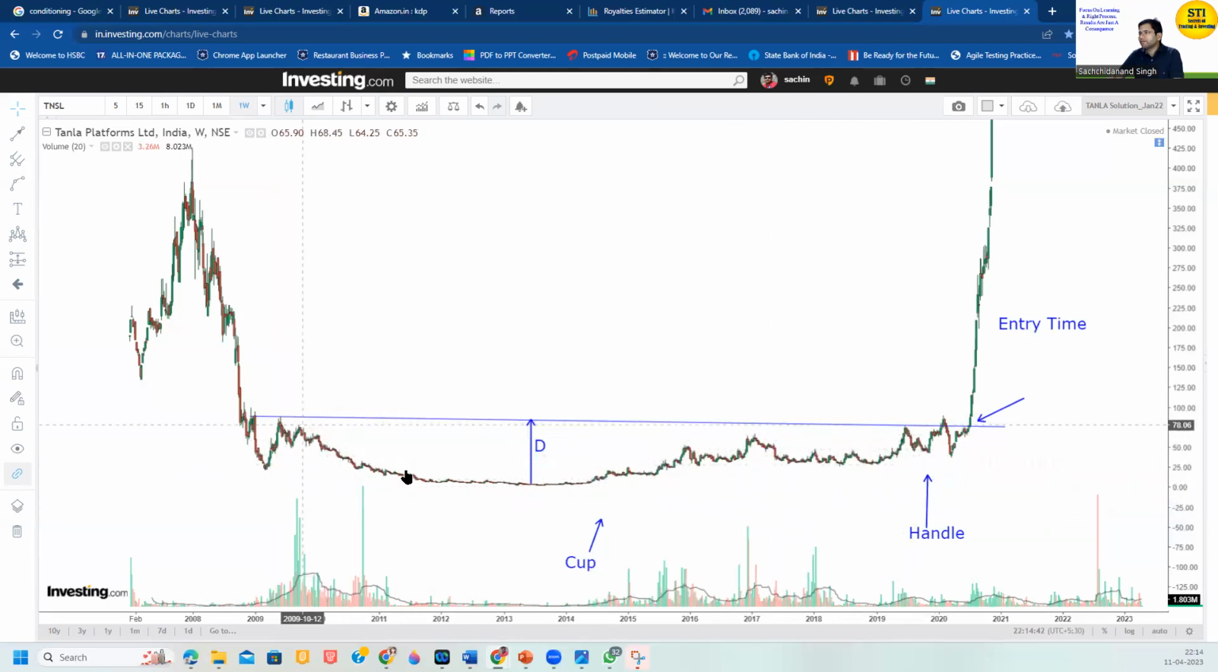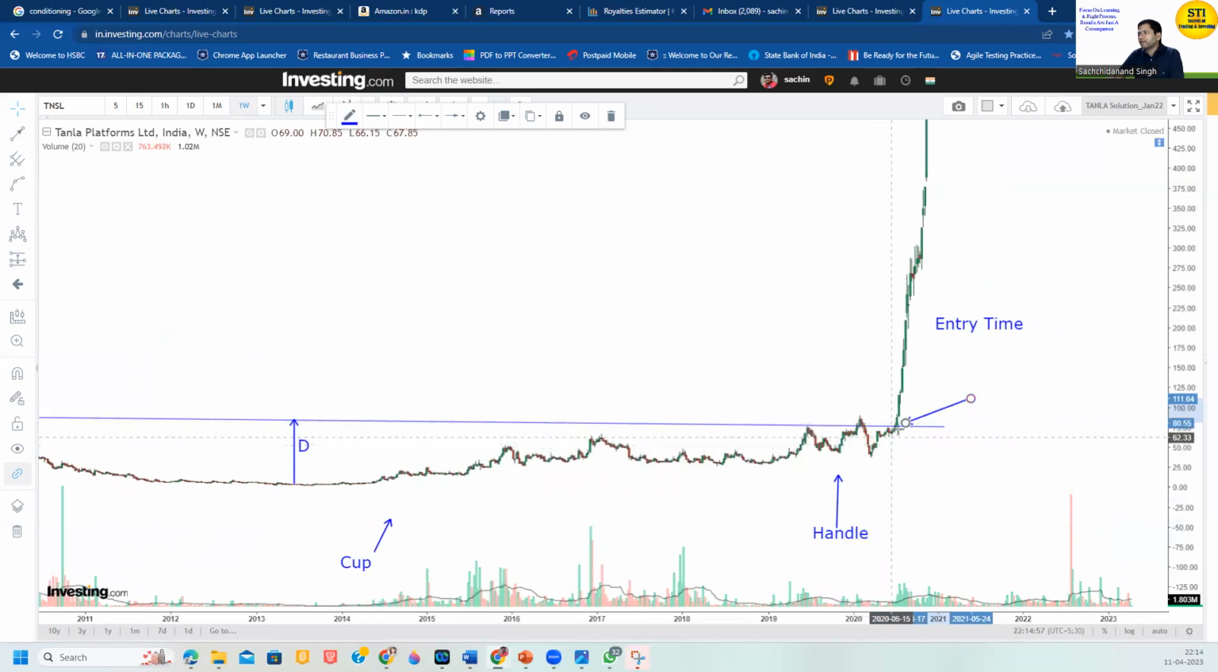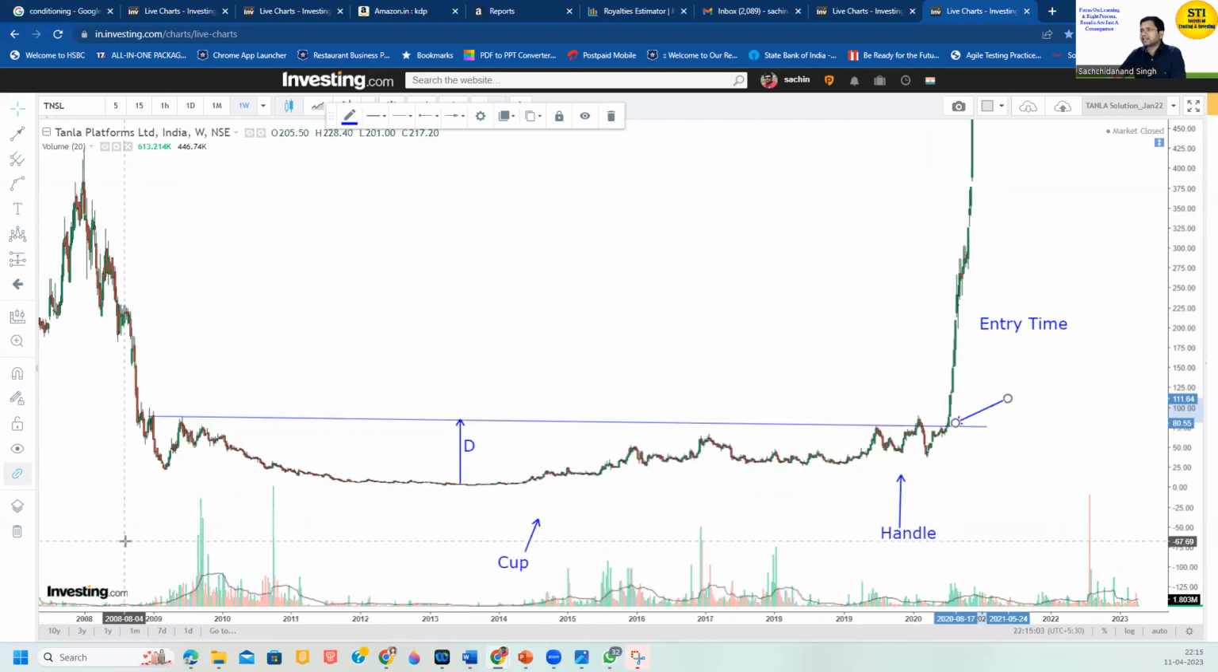This is called a cup, and the handle formation is happening here. So it could have been a breakout, could have taken a breakout here at this price point, but it didn't happen. Again it came back, and the final breakout is happening here. So this particular one is called the handle, and this complete long time frame is the cup.